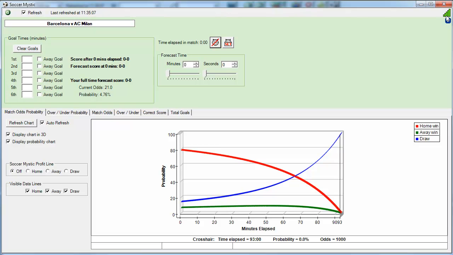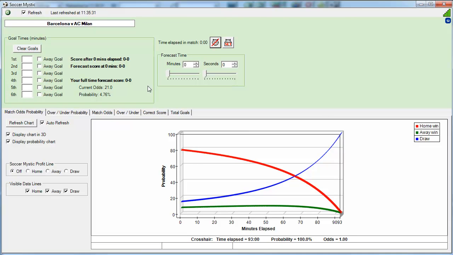So you can see up here we've got a signal strength indicator, and that's at 5, which indicates that there's an acceptable level of data and information that Soccer Mystic can gain about this market. If you have less than 5 bars, then the information is going to be less reliable. And basically that's based upon liquidity of the underlying markets. So because this is an important Champions League match, liquidity is high.